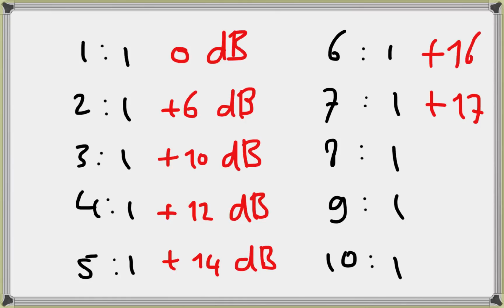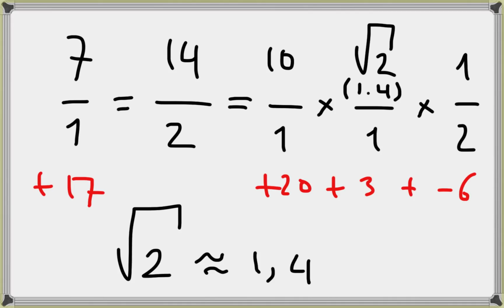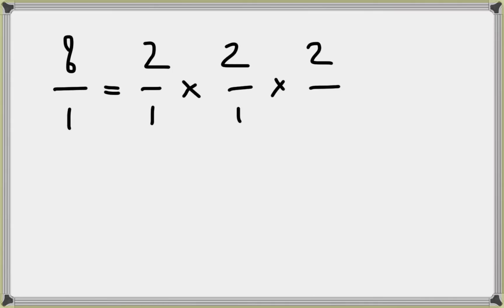8 over 1 is again not a member of the five-fingered rule, but maybe I can decompose my 8 over 1 into, let's say, 2 over 1 times 2 over 1 times 2 over 1. And I call this the longhand notation, because normally I would say, hang on, this is 2 to the power of 3 over 1, which would be my shorthand notation.